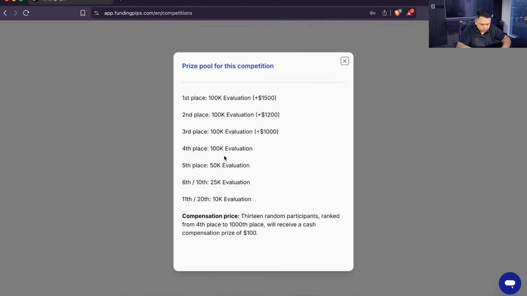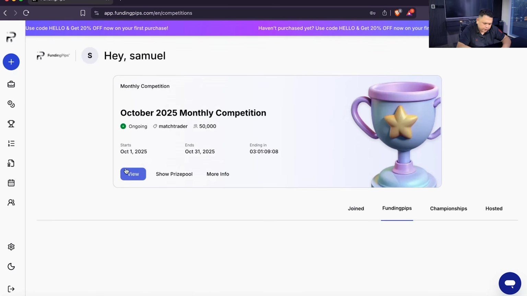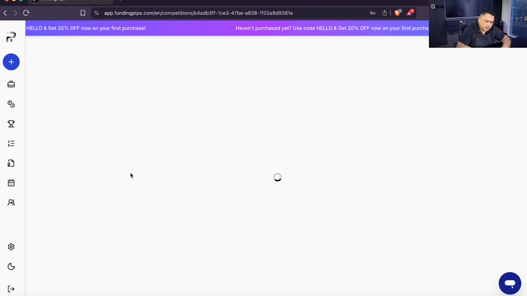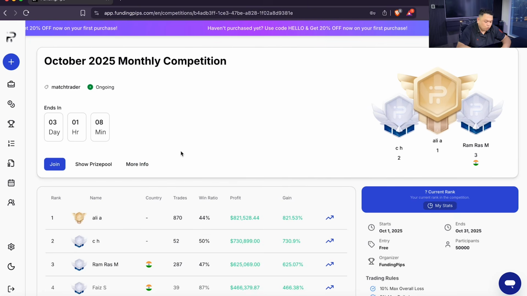This is the prize pool, which gives you a bit more information about how it works, what you'll be getting. And if you want to see the list of participants, who you're going up against, when it's ending, is it ongoing, you'll see it all here. Am I currently ranking? It's a pretty good visual representation to see if I'm doing well, and really, some of these other traders are doing really well.